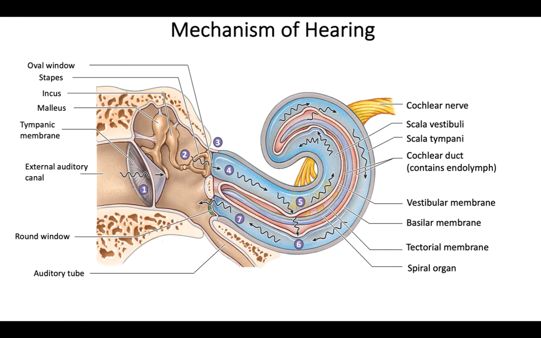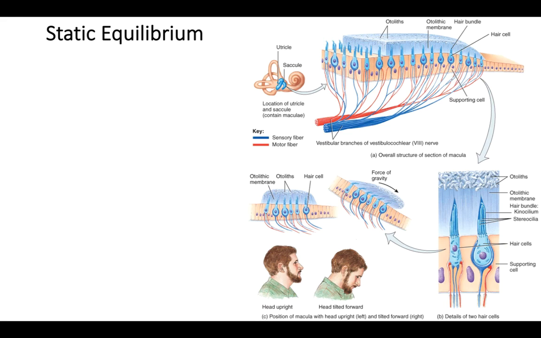Let's talk about equilibrium. There's two forms of equilibrium. One is known as static. One is known as dynamic. It kind of suggests something. Static means not a whole lot of movement, whereas dynamic sounds like you're going to have a much more dramatic movement of the head. So it's movement of the head that needs to be detected to help us maintain equilibrium or balance.